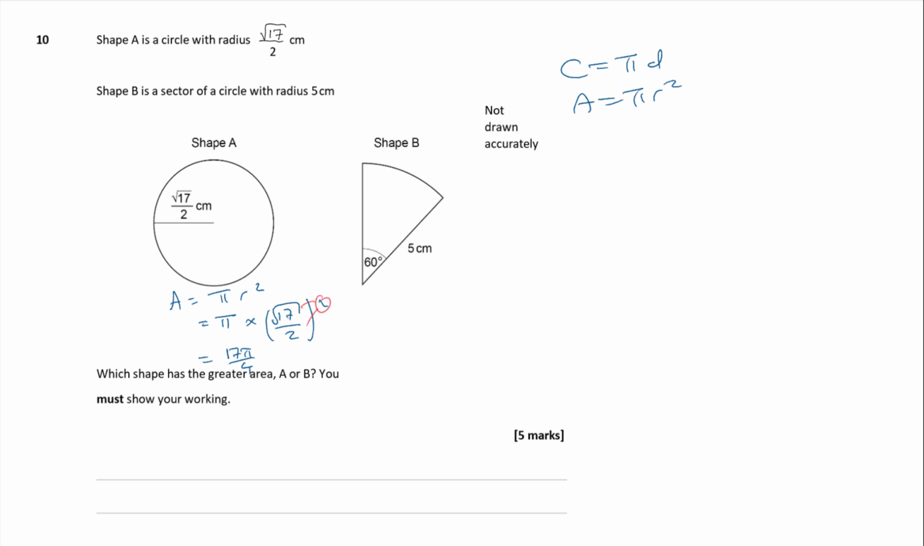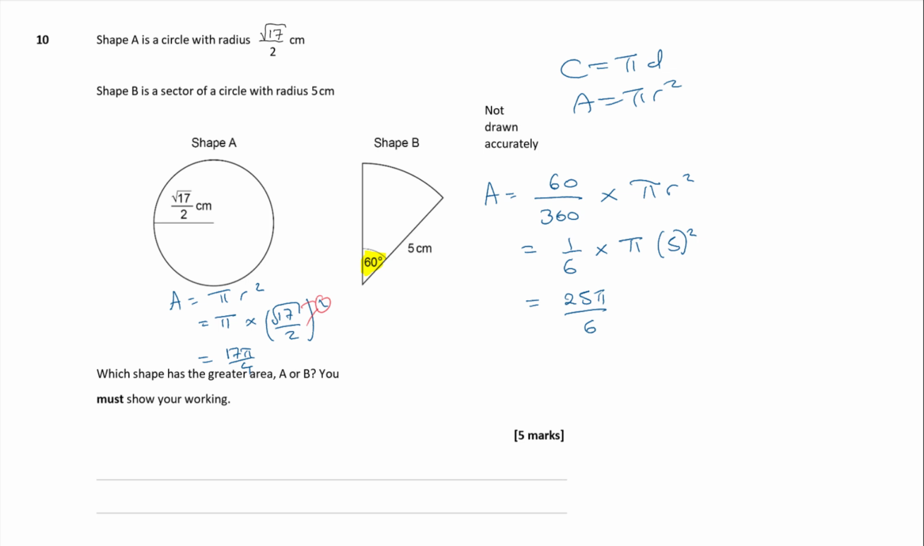So shape B is a sector, which is a fraction of a circle. So its area is going to be whatever that fraction is, times by the area formula of a circle, pi r squared. Now this particular sector has got an angle of 60 there. So it's 60/360ths of a circle, which is the same thing as 1/6, isn't it? Because 60 goes into 360 6 times. Here, the radius is 5, so it's going to be 1/6 of pi times 5 squared. 5 squared is 25, so that's 25 pi over 6.